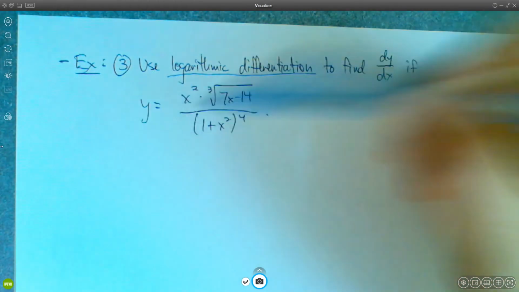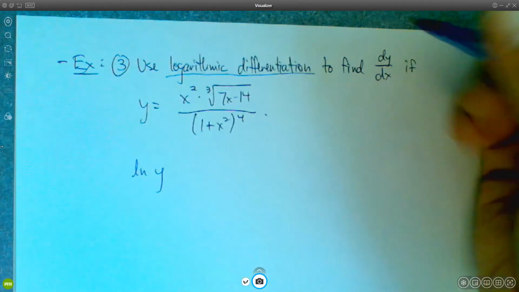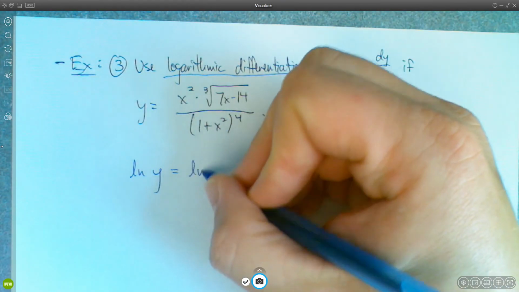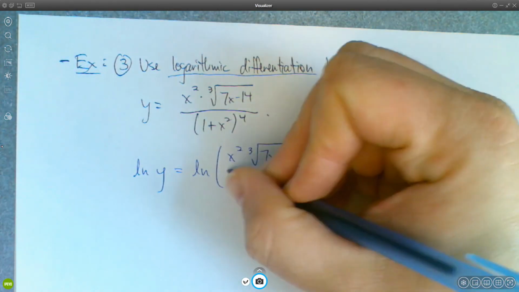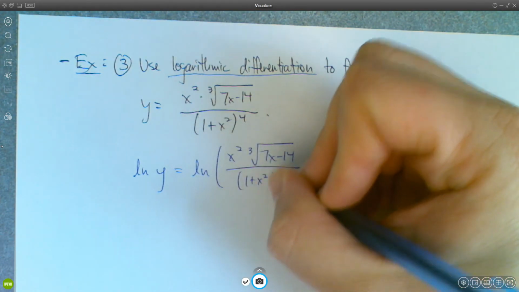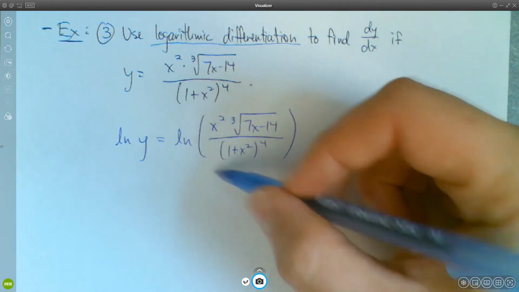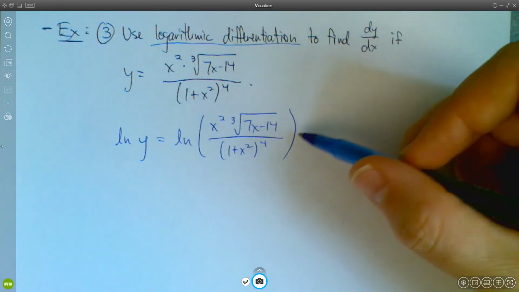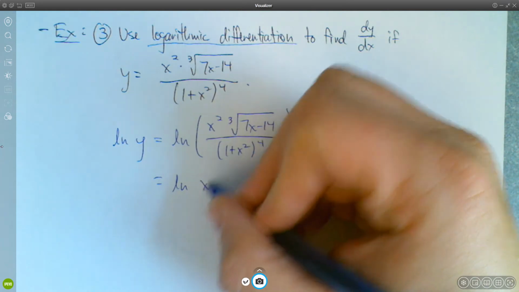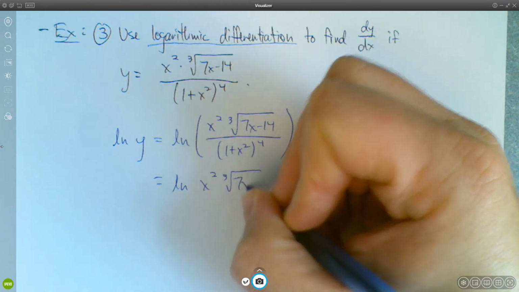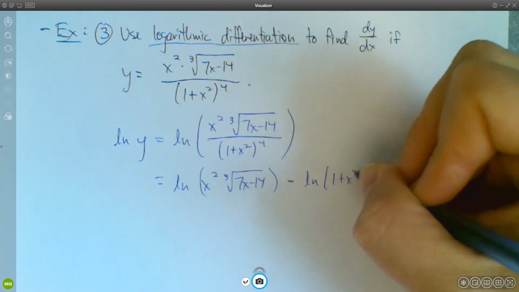We start off by taking the natural log of both sides. So I'm going to say, if y equals all of this junk, then the natural log of y equals the natural log of all of that junk. Now we can exploit all of the really nice properties of logarithms to make this a lot simpler. So this is going to be natural log of x squared times the cube root of 7x minus 14, minus the natural log of 1 plus x squared to the 4th power.